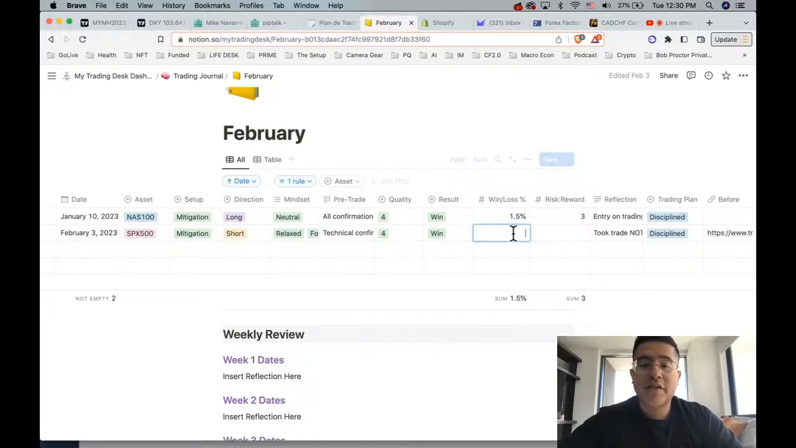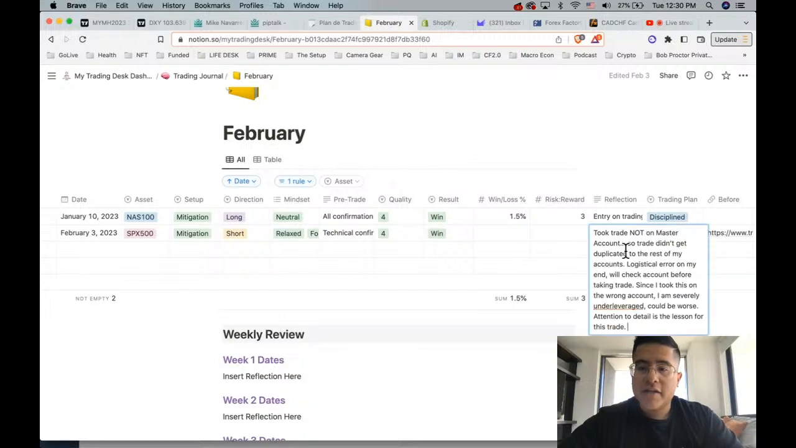And then how much did I make percentage wise? What was the risk to reward? And then after the trade's over, reflect, right? So took trade not on master account, so the trade didn't get duplicated to the rest of my accounts. Logistical error on my end, will check account before taking trade.